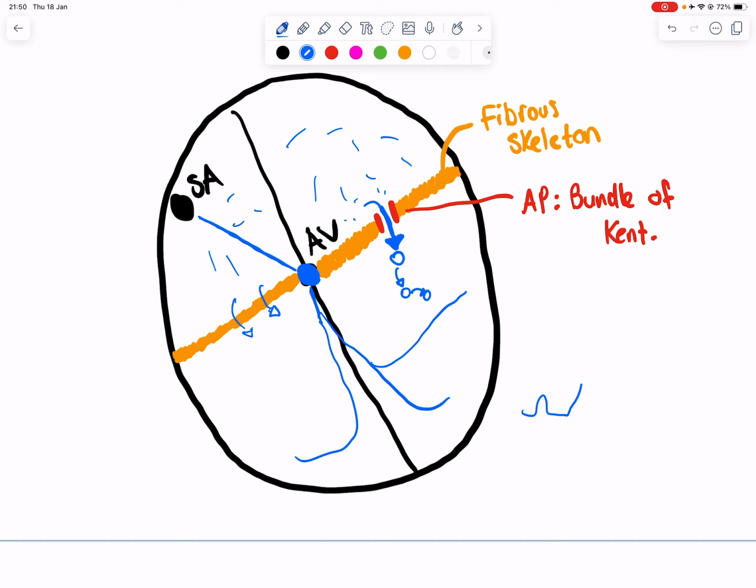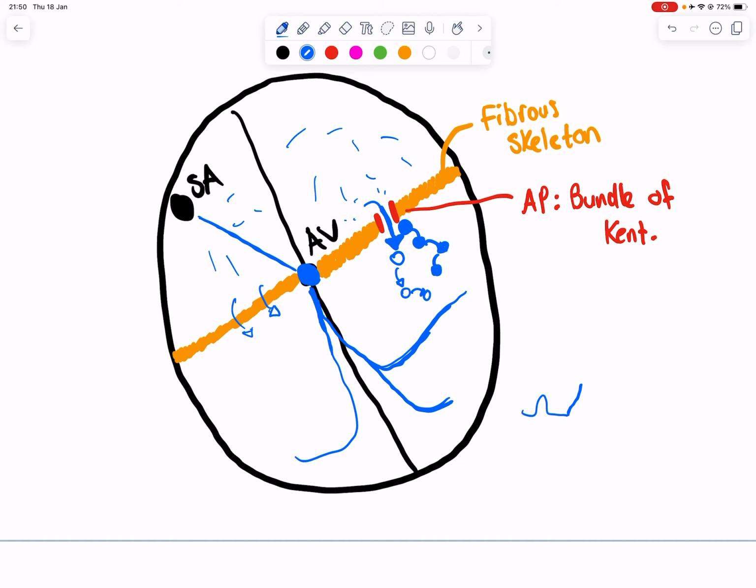So normally we get narrow complexes because we're using this lovely specialized conduction tissue, which is our bundles. And it also explains why if you have a bundle branch block and this specialized highway that we have is not working, you get broad complexes. So you get a broad complex or the initial slurring because there's no specialized conduction tissue in this region over here. It's just going from one myocyte to another, and that depolarization is slowly spreading.